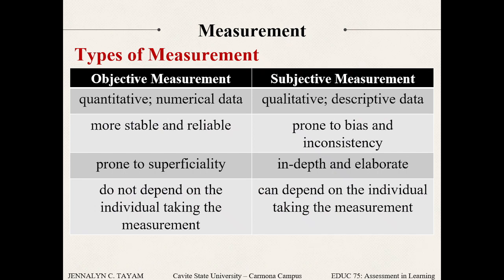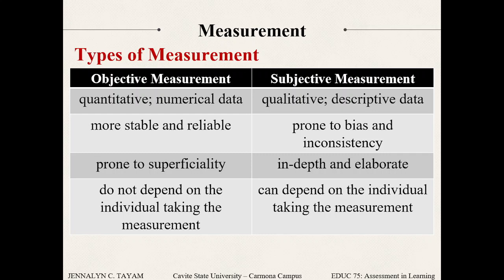As you can see on this table that I prepared to compare them, objective measurement is quantitative and is represented by numerical data, while subjective measurement is qualitative and represented by descriptive data. On the next row, it says that objective measurement is considered to be more stable and reliable compared to subjective measurement, which can be prone to bias and inconsistency. Objective measurements can also be repeated and we will still get the same quantity, while subjective measurement can vary based on factors related to the humans and situations involved in acquiring the measurement.